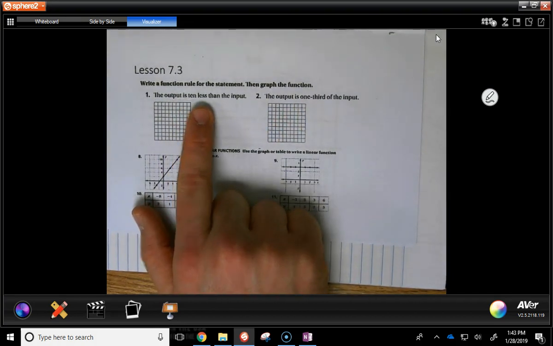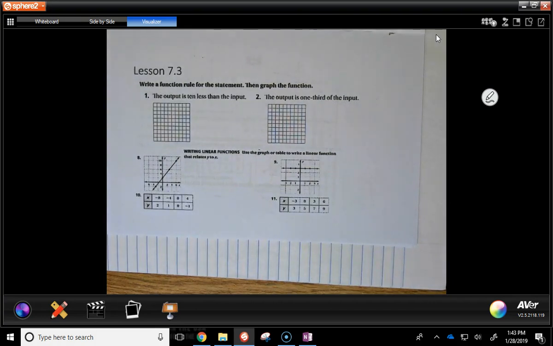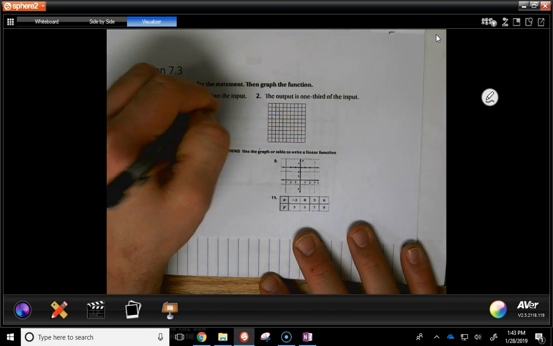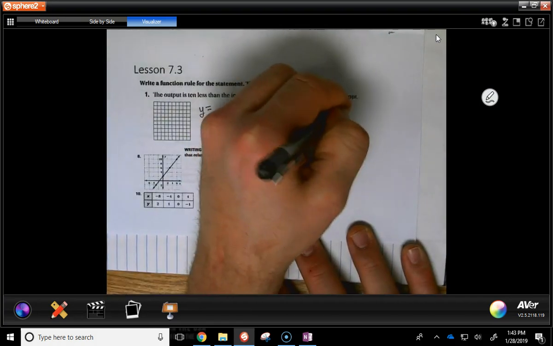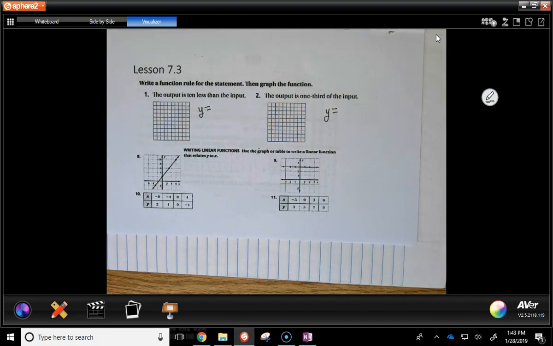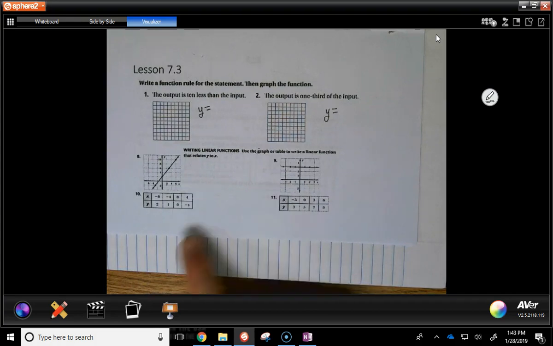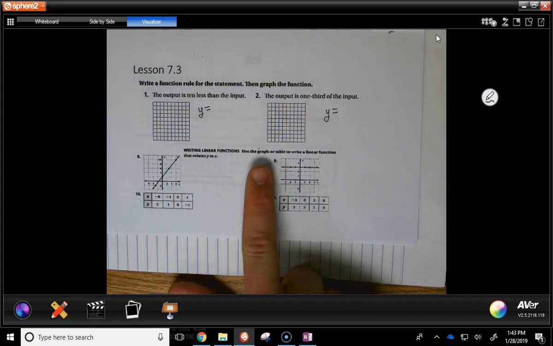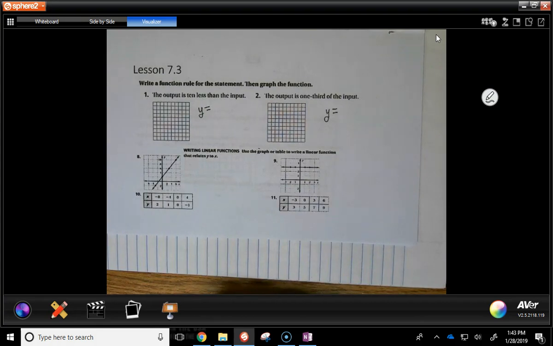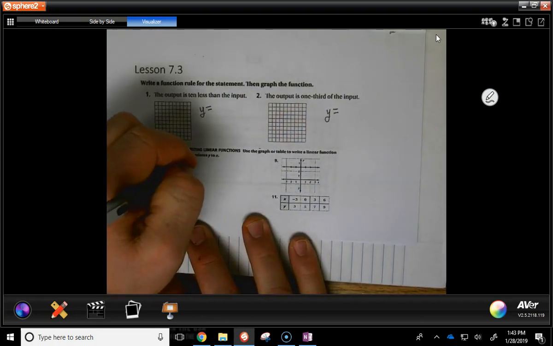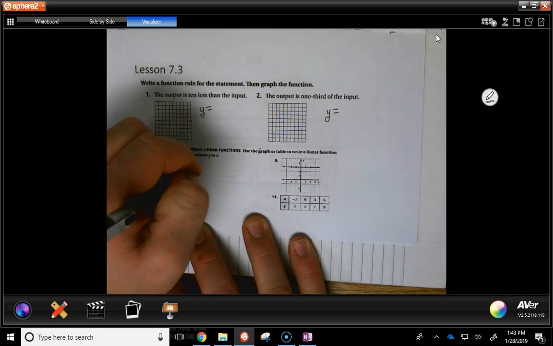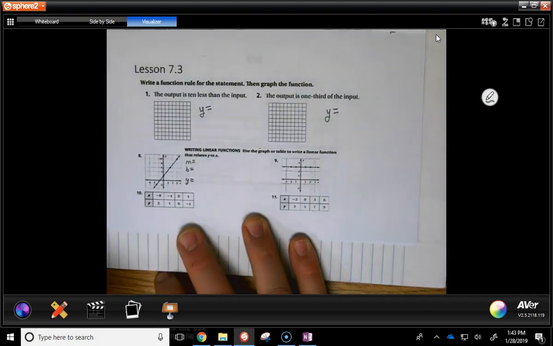7-3, or 0.3. On number 1 and 2, you're combining yesterday's homework and today's. It gives you the rule. The output is 10 less than the input. You are going to write both 1 and 2 as y equals something. That was exactly what you did yesterday for your homework. After you've written the equation, you must graph it. So once you have the equation, mark down your y-intercept, go up from your slope. On number 8, 9, 10, and 11, use the graph or table to write the linear function that relates y to x. So for number 8, you're going to want to find the slope, the y-intercept, and then I'd say y equals something.